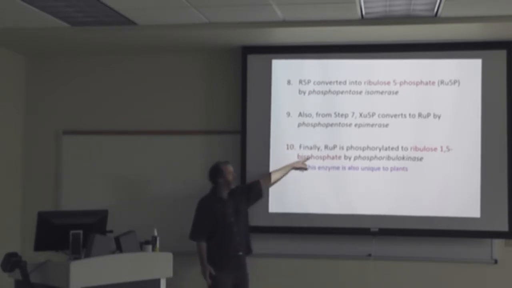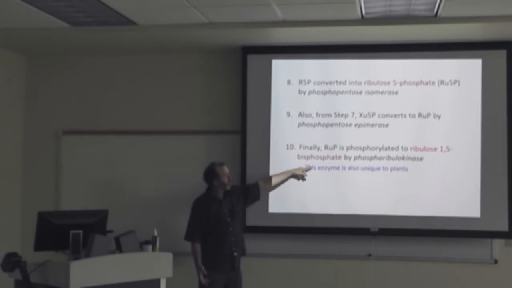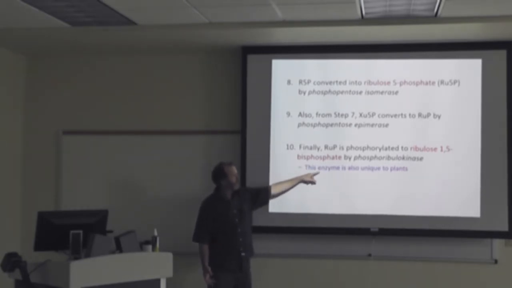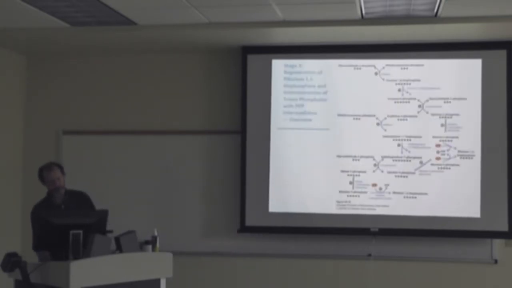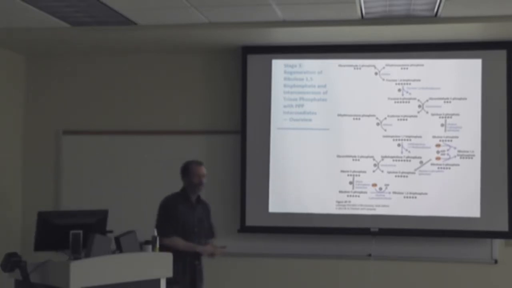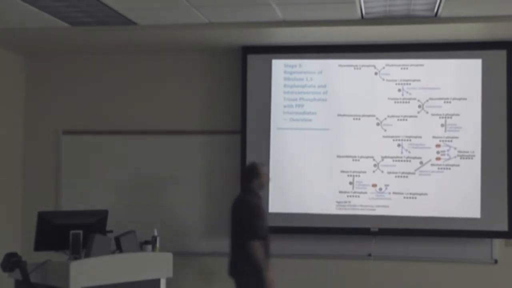And then finally ribulose 5-phosphate is phosphorylated to ribulose 1,5-bisphosphate by phosphoribulokinase. And this enzyme is also unique to plants. And this is the overall steps here. So it's kind of a convoluted process to regenerate our ribulose 1,5-bisphosphate.